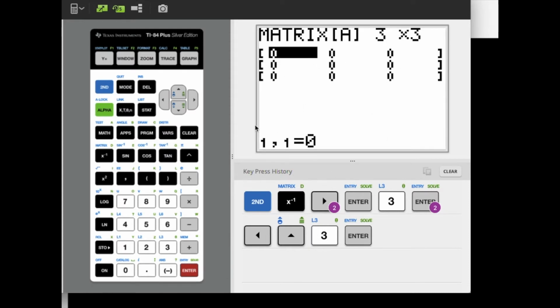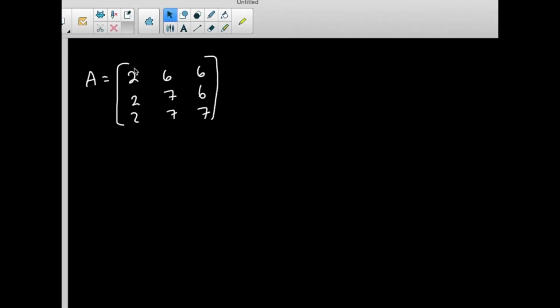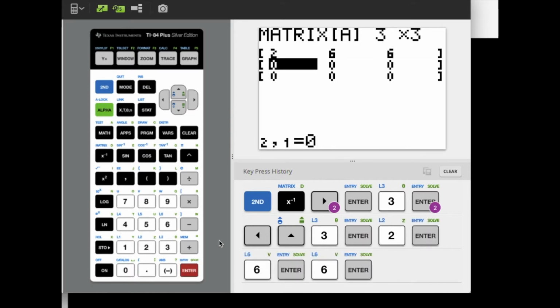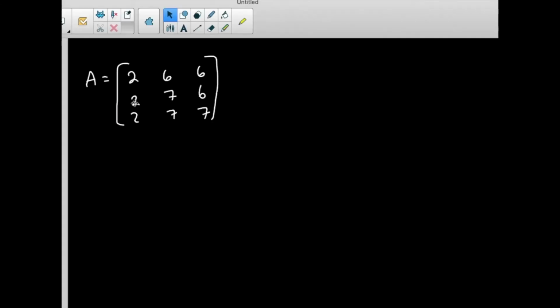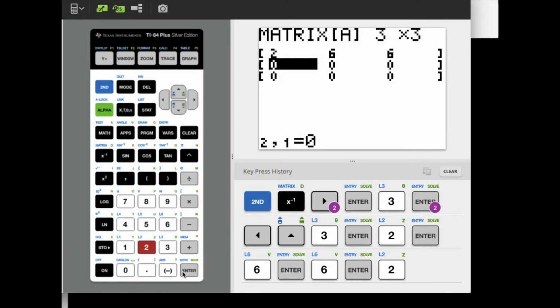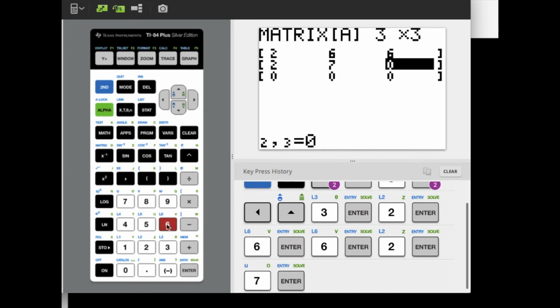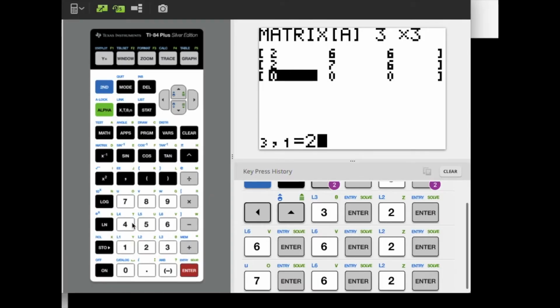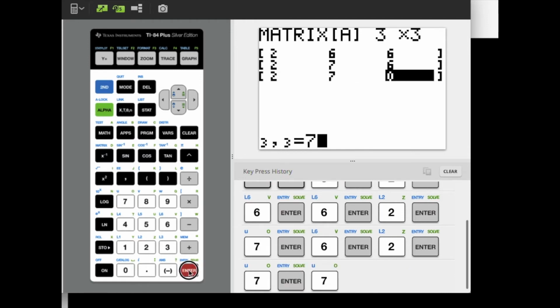Now when you input the numbers into your matrix on your calculator, it goes across the top. Row 1, across the top: 2, 6, 6. So 2, enter, 6, enter, 6, enter. Row 2, across the middle: 2, 7, 6. 2, enter, 7, enter, 6, enter. And then row 3: 2, 7, 7. 2, enter, 7, enter, 7, enter. So there's my 3 by 3 matrix A. Always double check that your numbers are correct, that you didn't input something wrong.